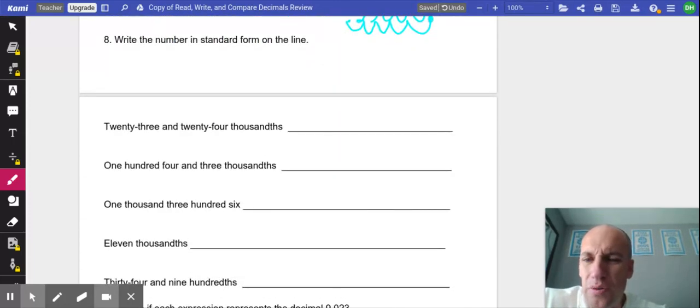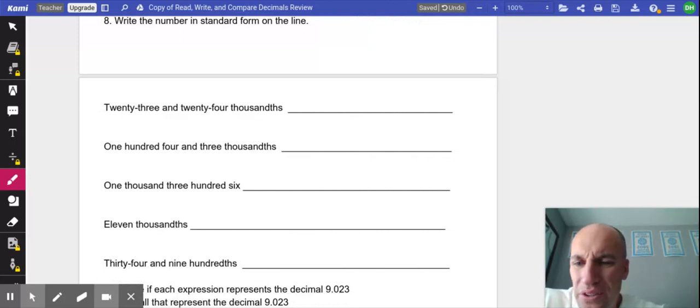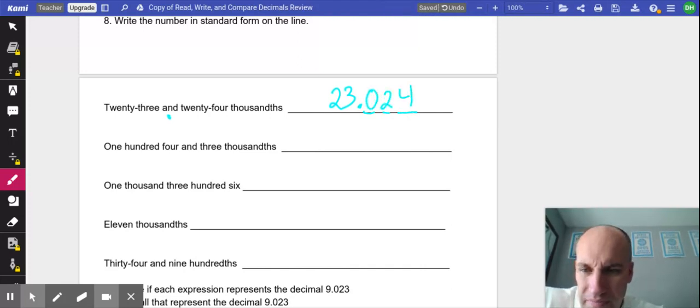Write the number in standard form on the line. So 23, and is my decimal place. So 23 and 24,000, excuse me, 24,000. I need to end in the thousands place. So it goes tenths, hundredths, thousandths. So I need to end in the thousands, so I'm going to annex a 0 in there.